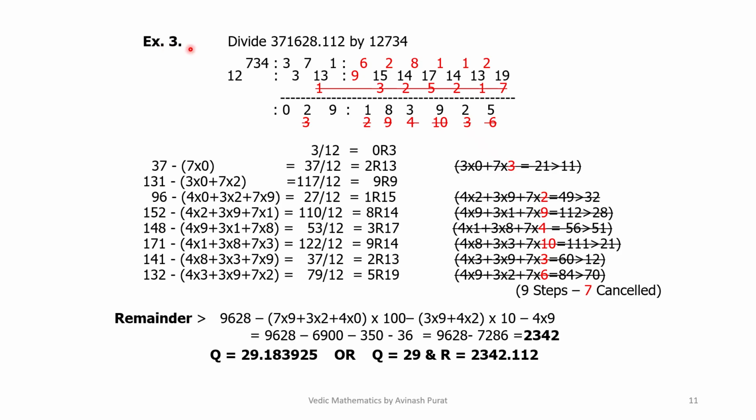Next example, example 3: divide 3711628.112 by 12734. Now 12 is the first two digits of the divisor and 734 is the 3-digit Dhvajank. The 628, 3 digits of the dividend, are taken after the decimal point.